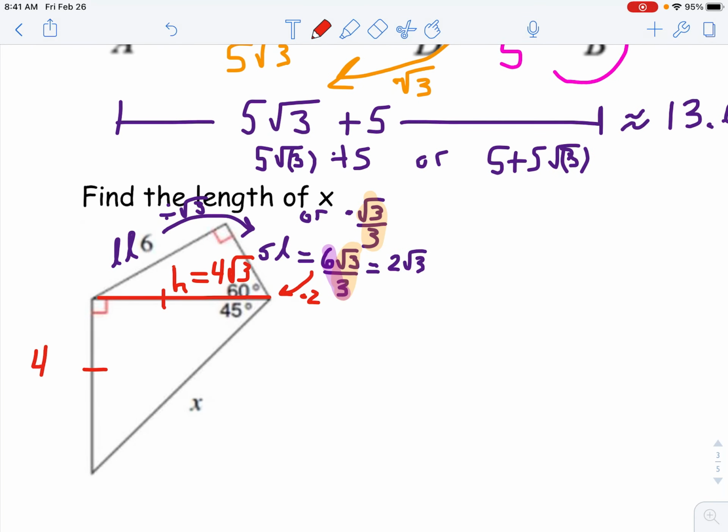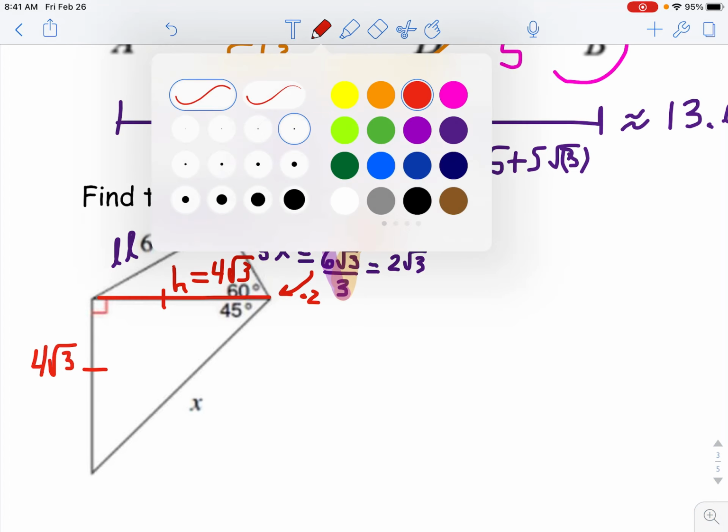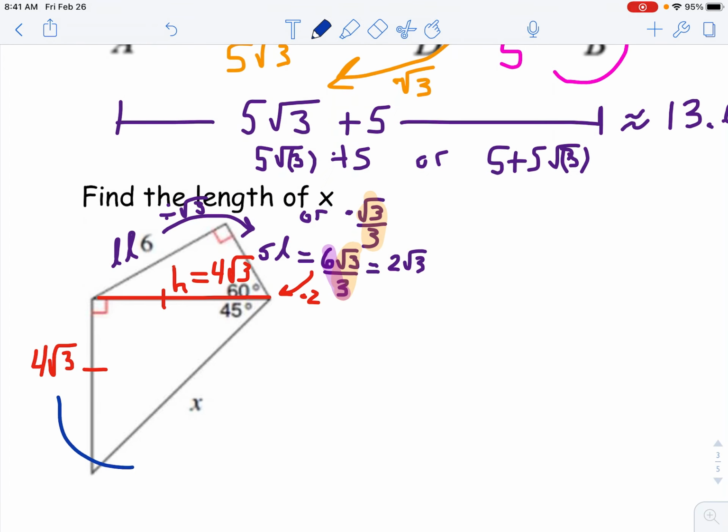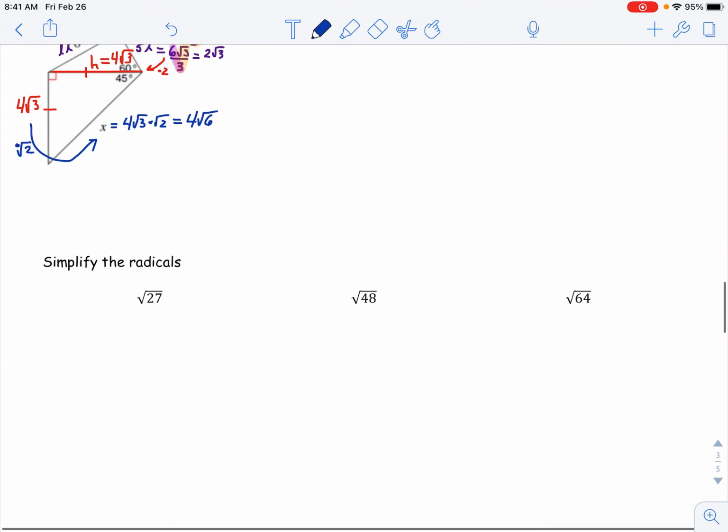Now we have a 45, 45, 90 triangle, so that's 4 radical 3. It's all the same. And to find X, just utilizing the rules from before, it's going to be 4 radical 3, and you just multiply by radical 2. You multiply the numbers under the radical, and then we see if we can reduce. In this case, we cannot, so we are donezo. Hooray. So happy.